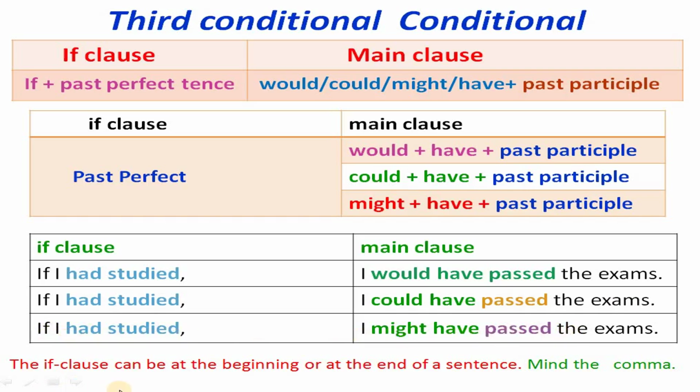Here also the if clause can be at the beginning or at the end of the sentence. Mind that you need to use commas. If the main clause comes first, after the main clause you use the comma. If the if clause comes first, then after the if clause you use a comma. That is the main rule here: you need to use commas.